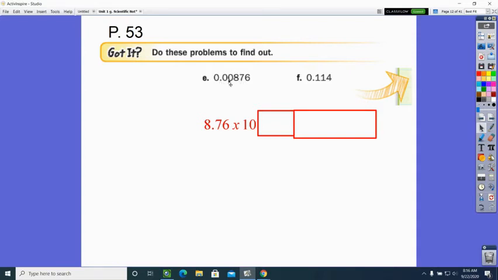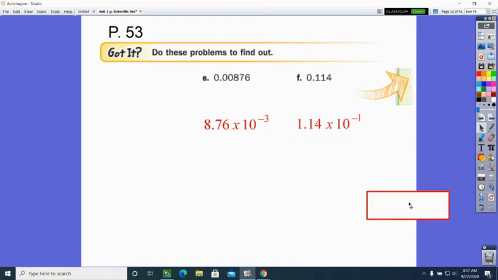So we moved it around a 0, 1, around a 0, 2, around the 8, 3. So the exponent is going to be 3, but now is it positive or negative? Because it's a really small number, it would be negative. Please pause the video and do F and come back when you're set.